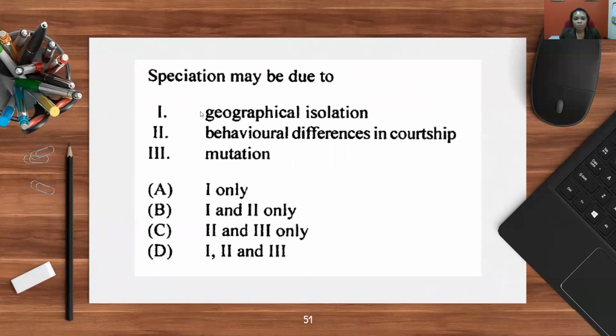Speciation may be due to 1, geographical isolation, 2, behavioral differences in courtship, 3, mutation. So the answer is 1 and 2. While mutation may help drive natural selection and changes in genes, by itself it would not cause speciation.